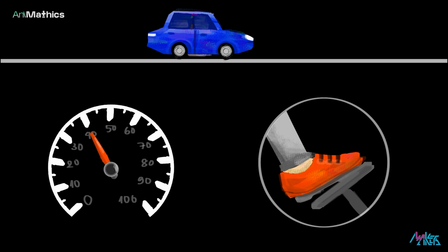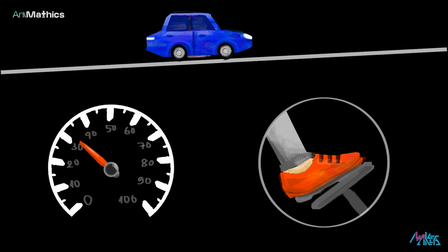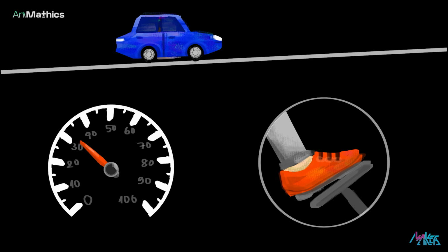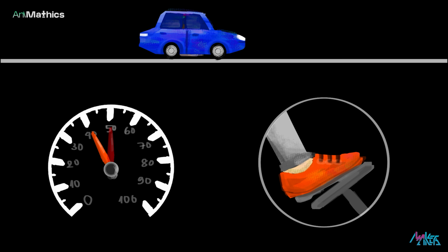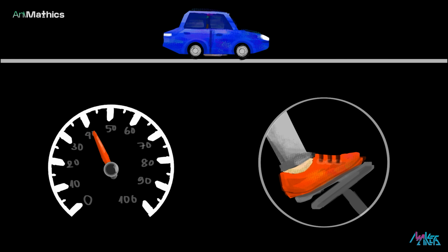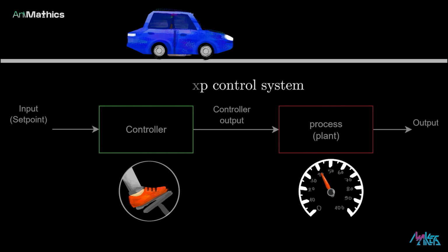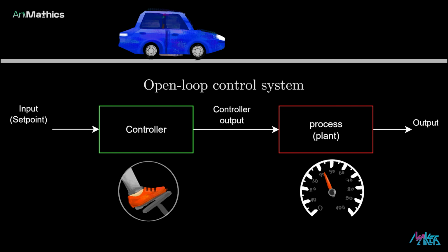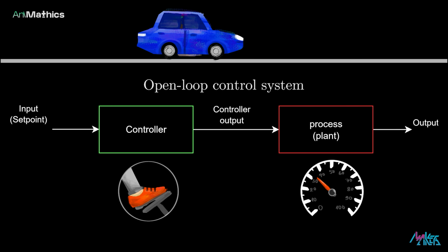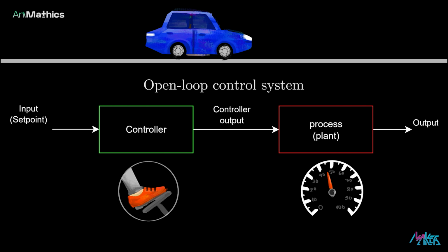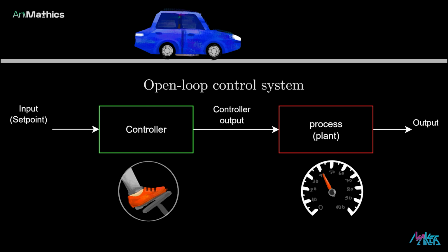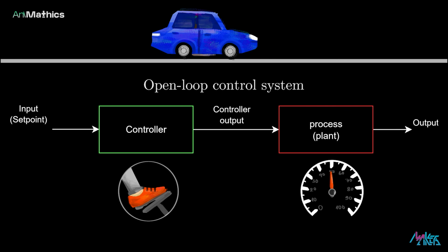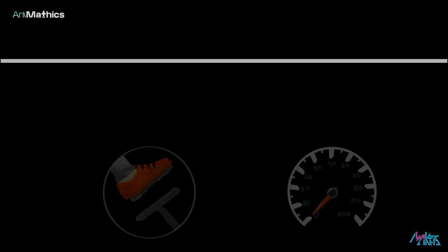Let's say a headwind picks up, a slope appears, or a curve forces you to slow down and then accelerate again. Suddenly, your speed isn't what you wanted anymore. You're still keeping your foot in the same position, but the car has slowed down or accelerated too quickly. This is the weakness of an open loop system. It doesn't have feedback. As soon as environmental disturbances appear, or the system itself changes, the output drifts away from the target with no way to correct itself.